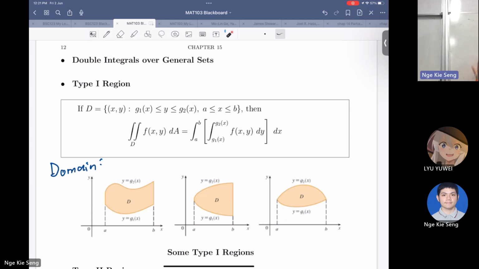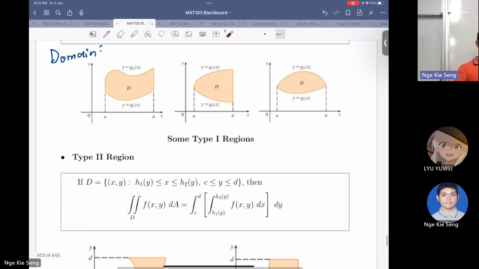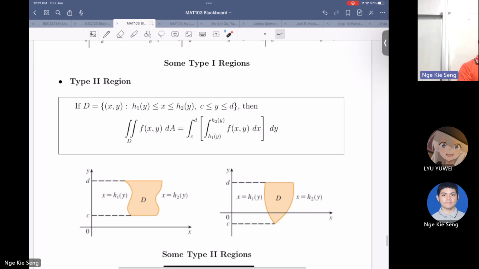Let's say my x is controlled by my y, and then my y is fixed by two fixed lines, horizontal lines. It is similar. So let's say your x is controlled by two functions of y, and you know that one of these two functions is greater than or equal to the other. And then your y is controlled by some fixed horizontal lines. Similarly, when you compute the double integral, you integrate with respect to x first, and your domain goes from a function of y to the other function of y.